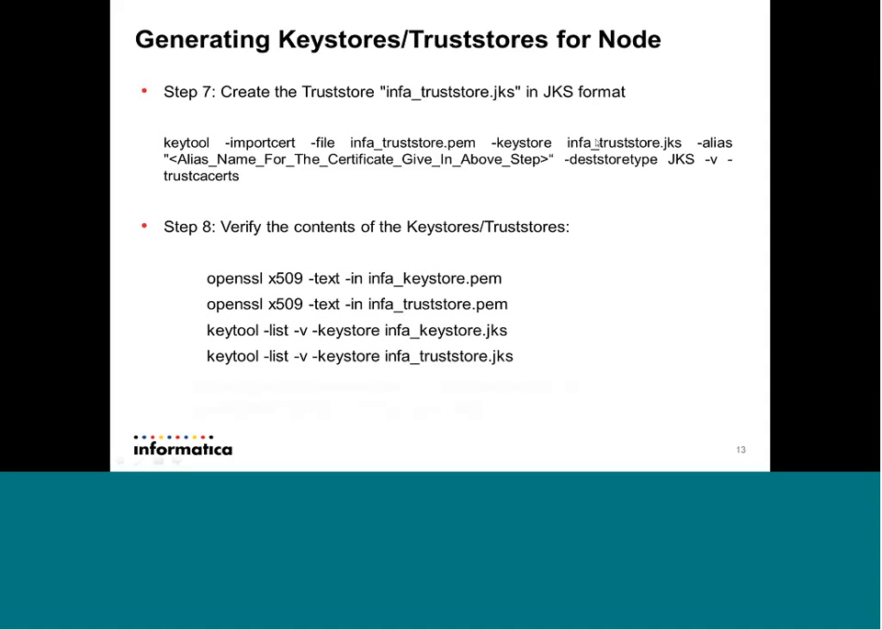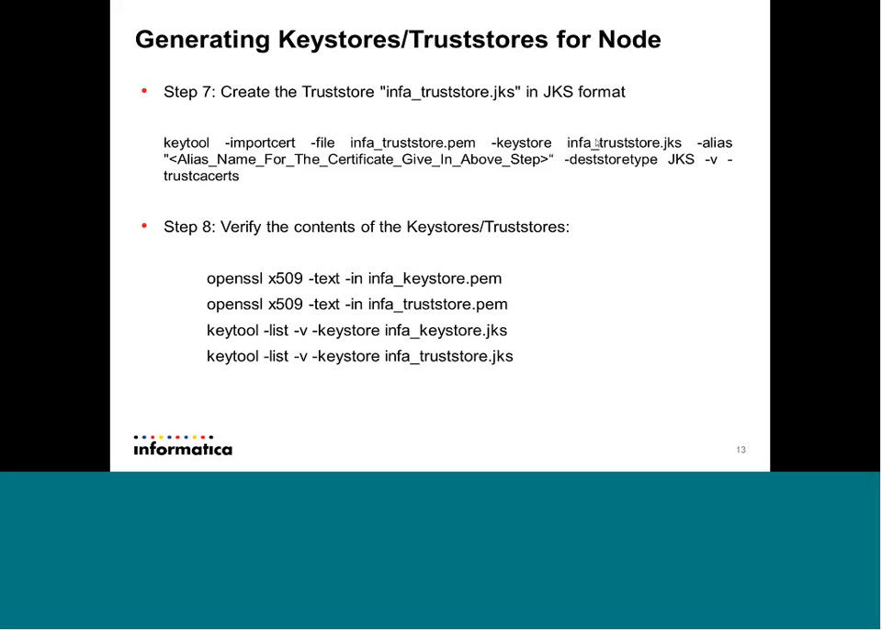Alright, so in these 7 steps, we'll be creating multiple intermediary files. But after the end of these 7 steps, the files that we are interested in would only be 4 files. One is info_keystore.pem, info_truststore.pem, info_keystore.jks, and info_truststore.jks. These are the only 4 files that we would be interested in after the end of these 7 steps.